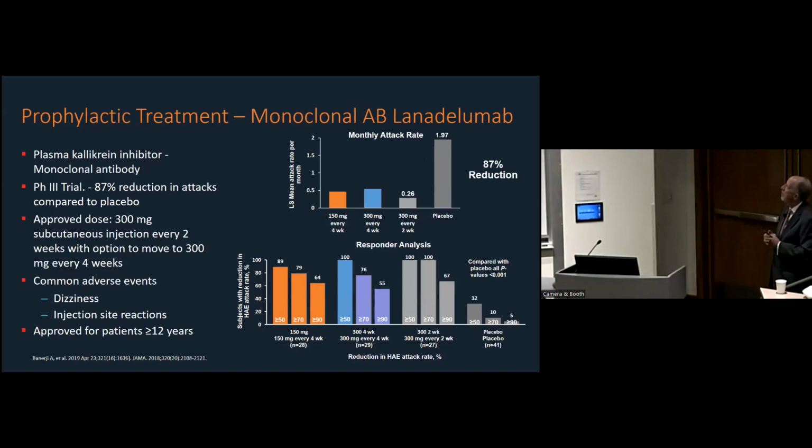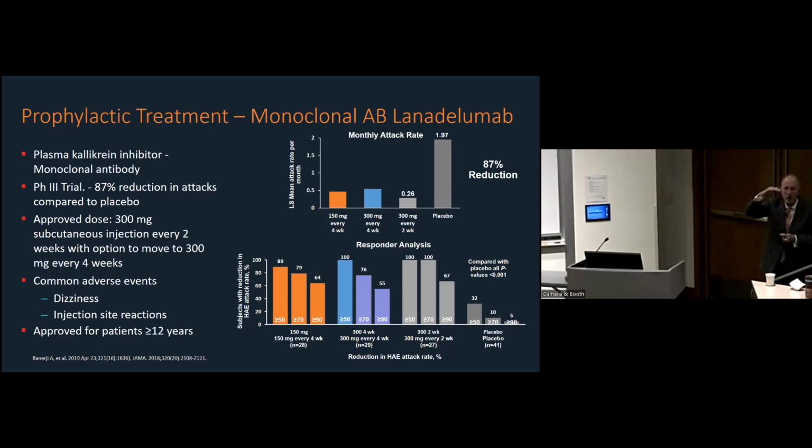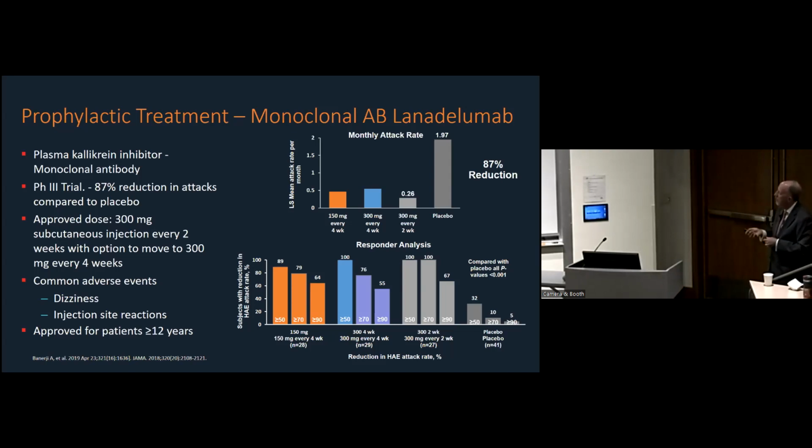What about the monoclonal antibody? This is a plasma kallikrein inhibitor called lanadelumab. In its phase 3 trial, at a dose of 300 milligrams every 2 weeks, subcutaneous, we could reduce attacks by 87%. So that bar is way up there. And again, you can see the responder rate at the different doses. The initial dose is 300 every 2 weeks. They can go to every 4 weeks if they're attack free for 6 months or more. This is approved down to age 12, soon probably to age 5 and maybe even younger.